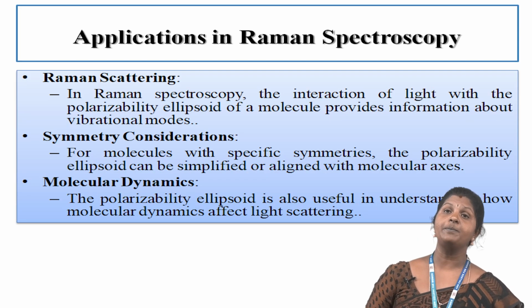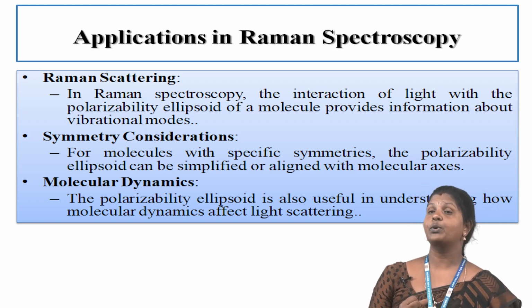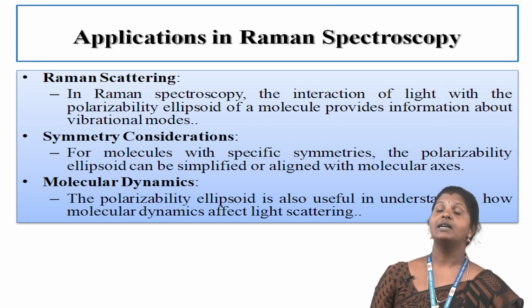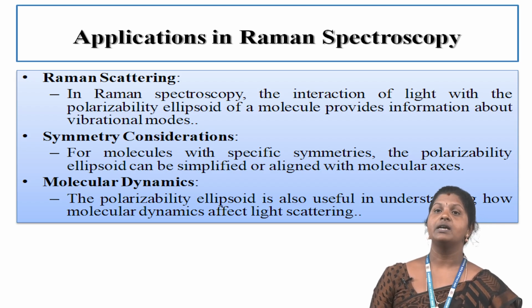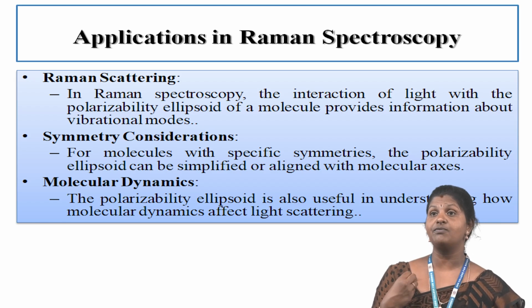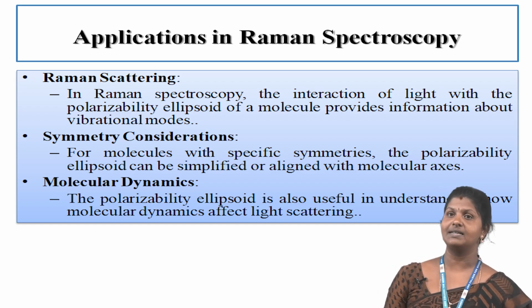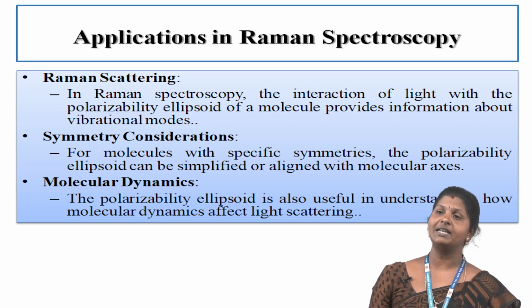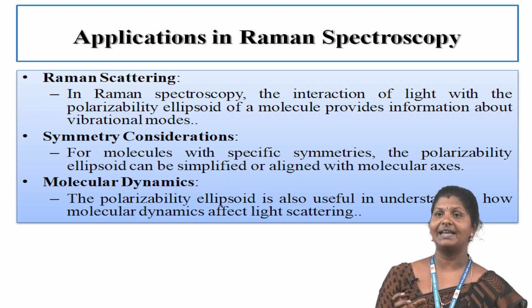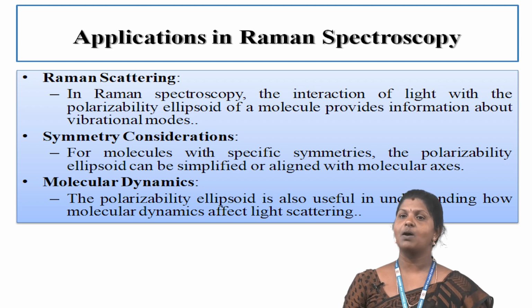Application in Raman spectroscopy. In Raman spectroscopy, the interaction of light with the polarizability ellipsoid of a molecule provides information about vibrational modes. The intensity of Raman scattering depends on the change in polarizability along the different principal axes of the ellipsoid. Vibrational motions that cause significant changes in the ellipsoid shape or orientation lead to a stronger Raman signal. Then symmetry consideration: for molecules with specific symmetry, the polarizability ellipsoid can be simplified or aligned with the molecular axis. The simplification helps in analyzing and interpreting Raman spectra.